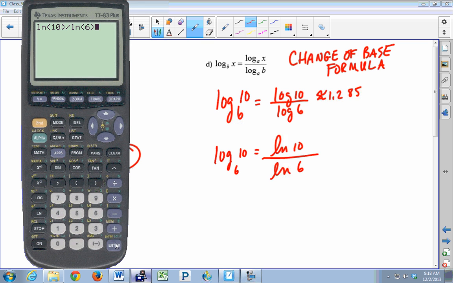There we go. Yeah, that's the turkey. There we go. Same exact answer. So pick your favorite base, and you can use this change of base formula anytime on your calculator.